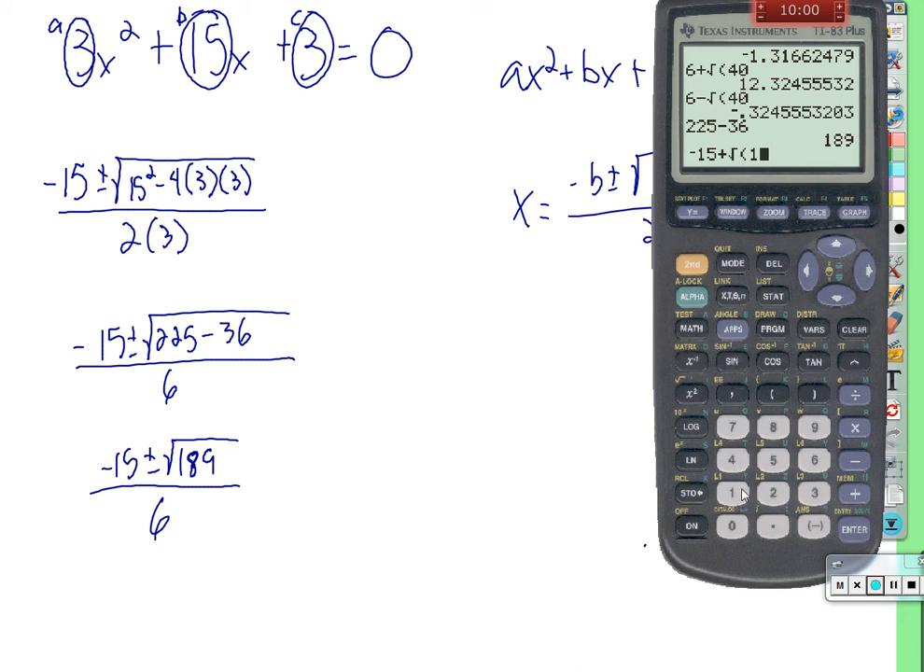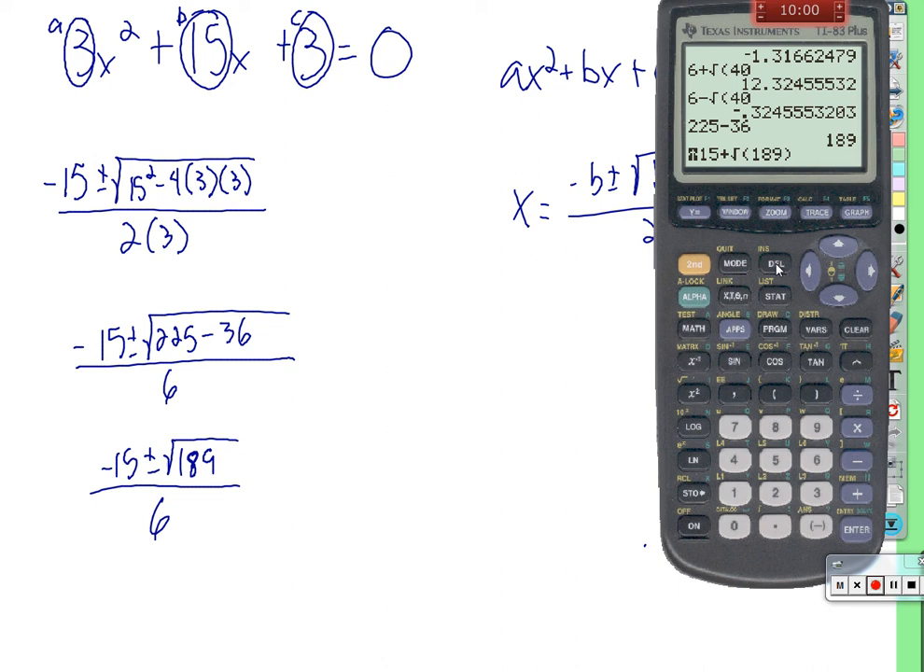Square root of 189. Make sure we put parentheses around this whole thing because this entire thing is the numerator. And divide by 6. Again, let's subtract the square root. Let's enter. We get negative 4.79. Negative 2.1 and negative 4.79 are our solutions. So you have to do decimals on this one? Or can you leave it as x? You can leave it just like that. Or you can do this. That's exact, and this is really, really close.